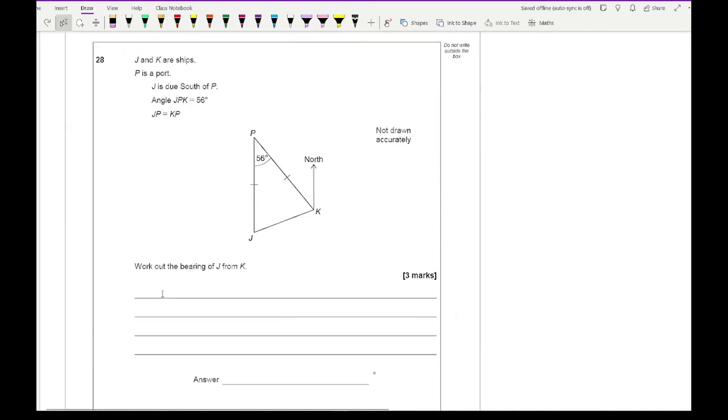Then moving on to question 28, which is a bearing question. It says J and K are ships, and P is a port, and J is due south of P. We just need to look at this, and we know it's an isosceles triangle, and we need to work out what this bearing here is going to be. Now it's not drawn to scale, so I can't just use my protractor to measure this out, so I've got to just use my knowledge.